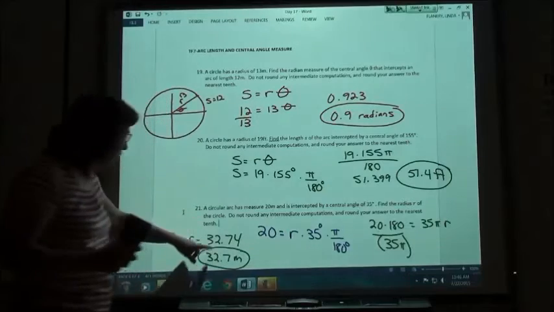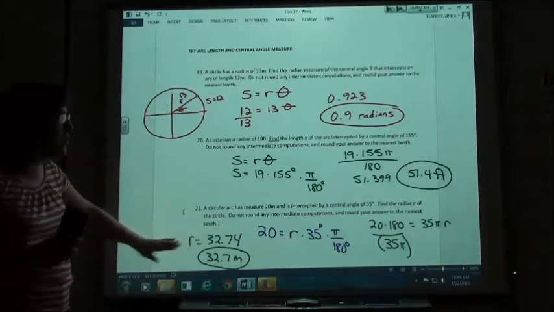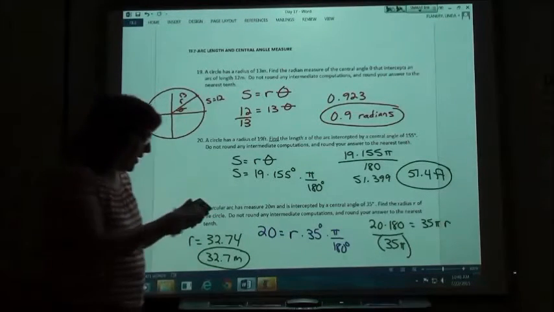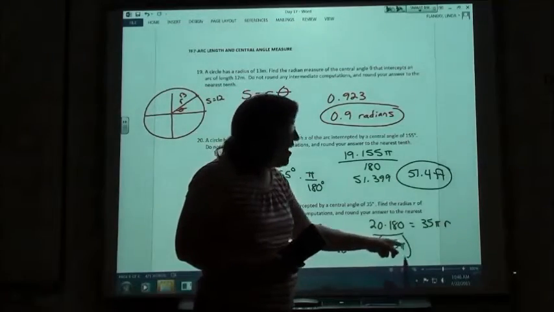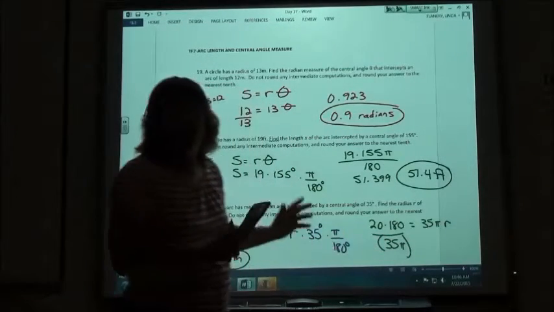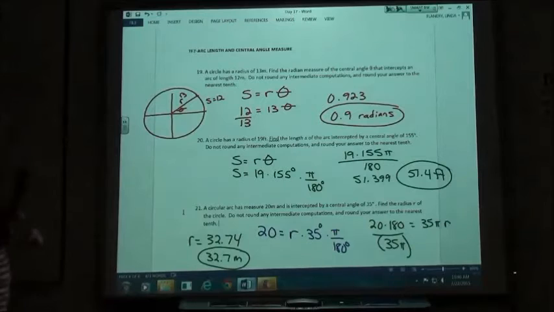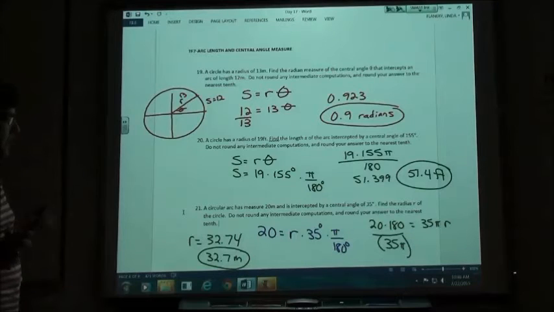So try to get it punched in, see if you get the same value I do to see how it works on your calculator. On mine, if I just use 35 pi with no sign in between, I don't need to worry about the parentheses, but on some other calculators like a Texas Instrument one, you may have to. So watch that, make sure you're getting the same number so you know how your calculator works.